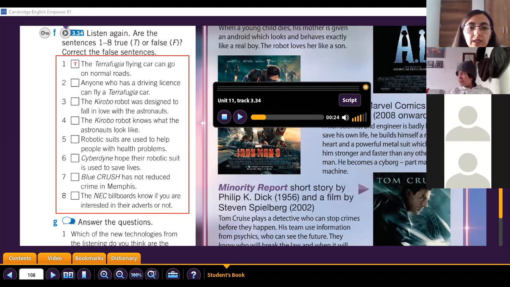Let's move to the next question. Cheap. It costs about 220,000 euros. And to fly the Terrafugia, you have to have a pilot's license. So, anyone who has a driving license can fly this Terrafugia car?